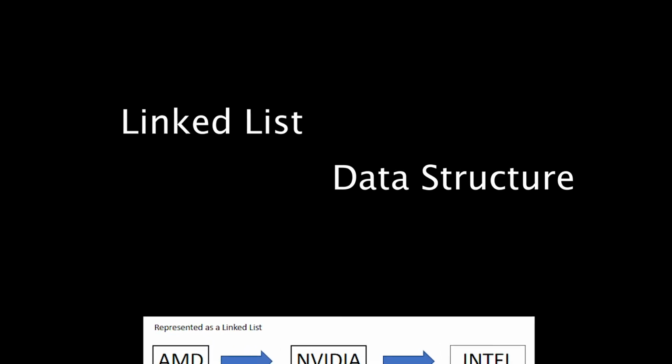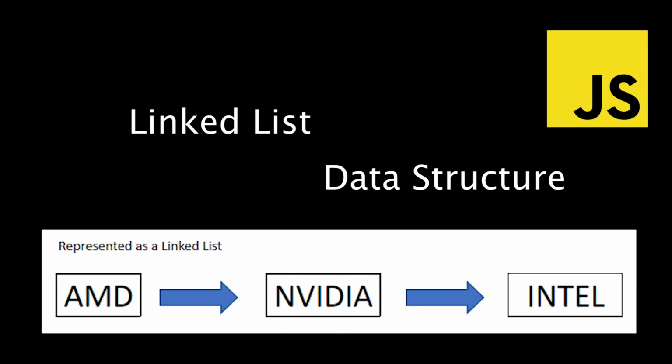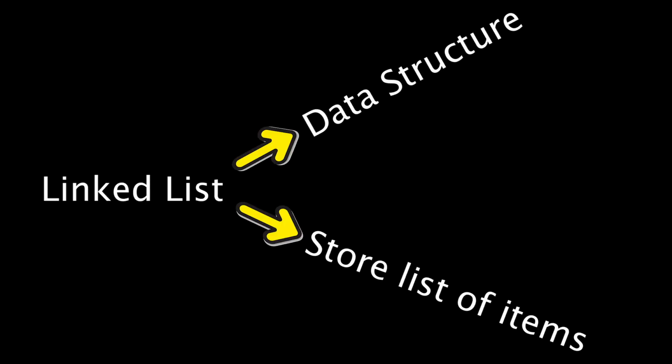In this video, you're going to learn about the linked list data structure, and we'll also go through an example implementation of a linked list in JavaScript. So before we dive into the implementation, let's define what it is. A linked list is a data structure used to represent a list of items.